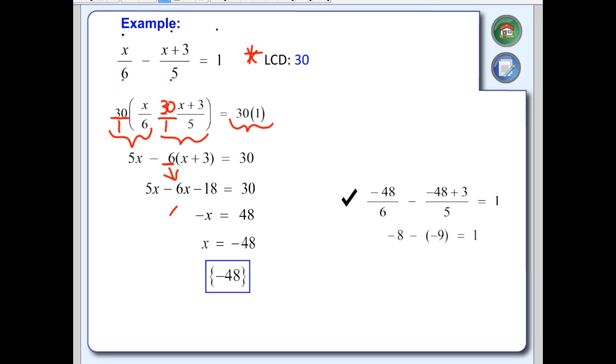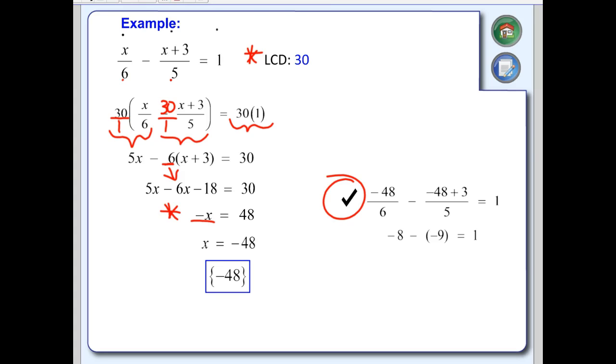My next step here, I combine like terms. And again, remember, we can't have a negative x if we're solving for x. It has to be a positive understood 1. So we get x equals negative 48. And then again, good algebra students always check their work to make sure they are correct.